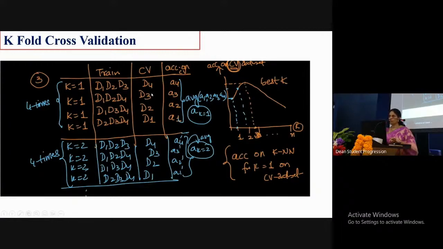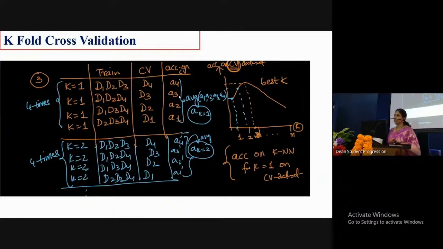Now D4, which was part of your cross validation test data, is made part of your training data, and I bring out D3. Likewise, I will bring in D2 inside, and I'll bring in D1 inside. So I'm just changing my training data and my test data. For each of the test data, what is your accuracy? Suppose when k is equal to 1 and D4 was part of training along with D1 and D2, I got some accuracy A4. Then the other one I got accuracy A3.